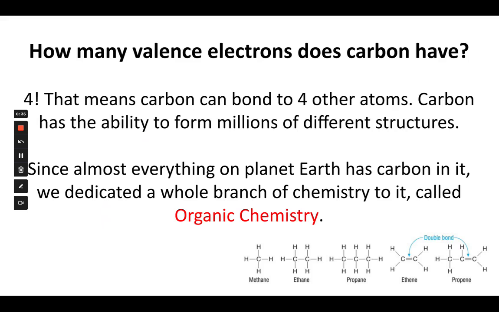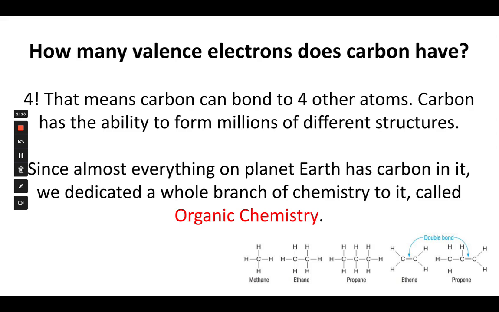So first off, how many valence electrons does carbon have? Well, the answer to this is 4. And so really what that means is carbon can bind itself to 4 other atoms. And so it has the ability to form millions of different structures of basically indefinite length. And so life on planet Earth has used carbon as the backbone to all of the structures that it needs to maintain life and to display all those properties of living things.